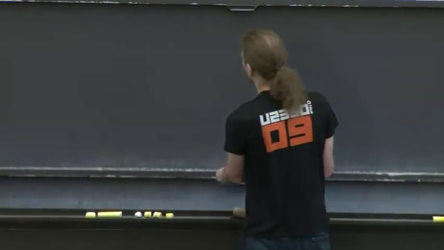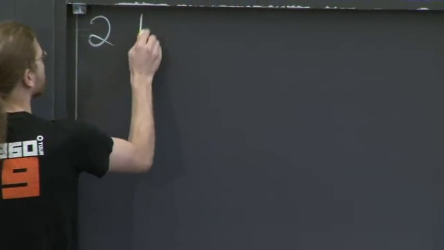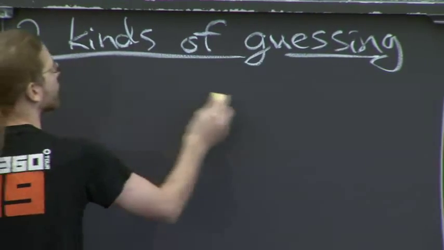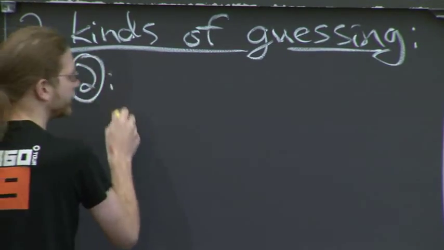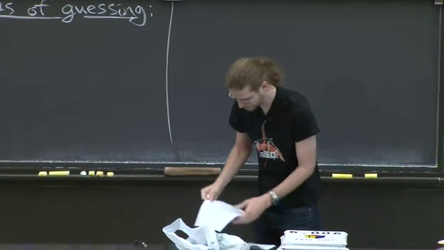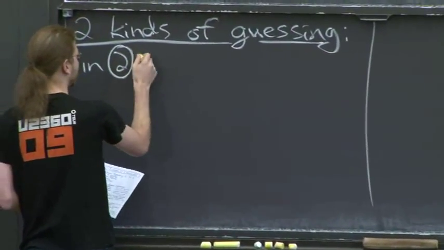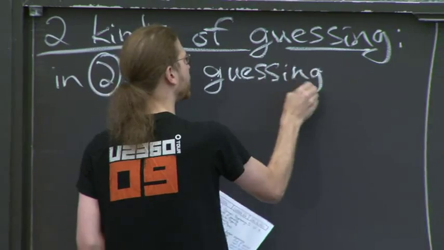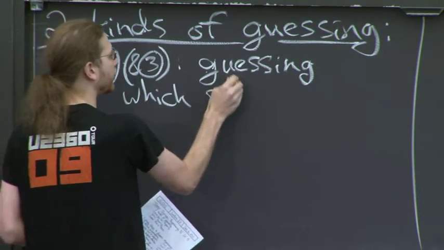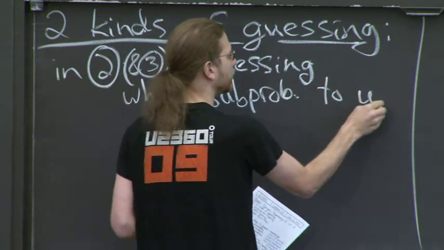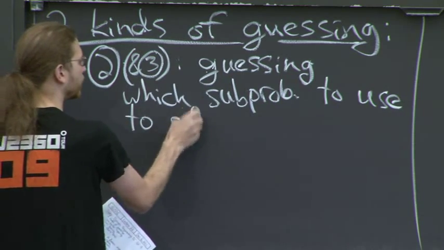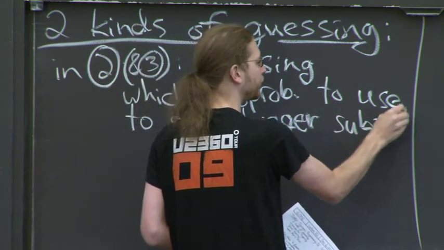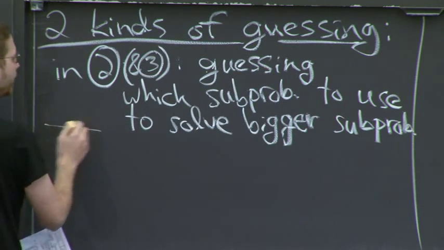Two kinds of guessing. In step 2 and 3, you are guessing usually which subproblems to use in order to solve your bigger subproblem. So that's what we've seen many, many times by now. Every DP that we've covered, except for Fibonacci numbers, has used this kind of guessing. And it's sort of the most common, I guess you might say.